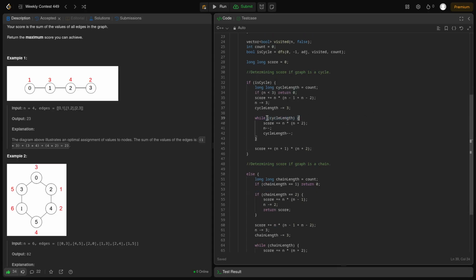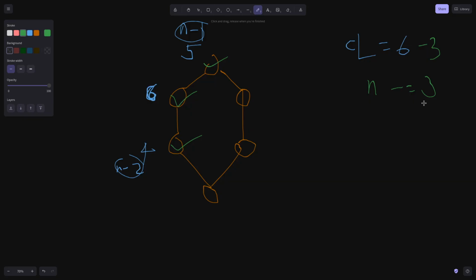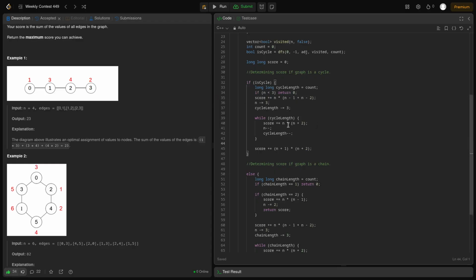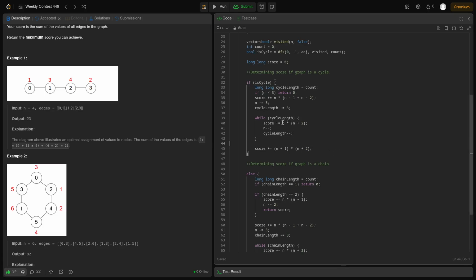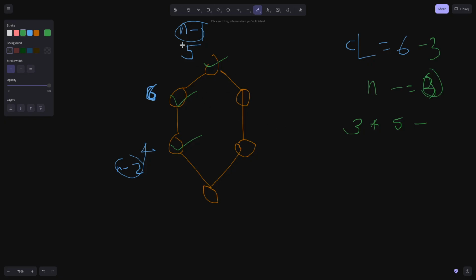So as long as the cycle length is greater than 0, we need to assign the values of the next few nodes. So right now, n's value has reduced from 6 to 3, right? So where should 3 be assigned? We know 3 should be assigned to the next highest value node possible, which is 6. Essentially, 3 should now be multiplied with 5 instead of 4, because this gives us the maximum value. And this is conveniently n into n plus 2. If you remember, all odd nodes would come on one side, and all even nodes would eventually feature on the other side.